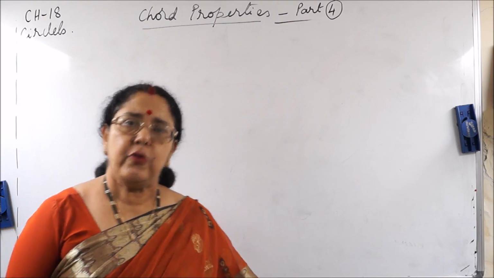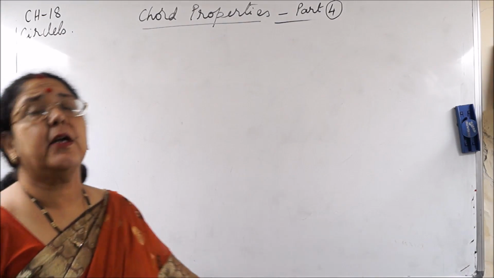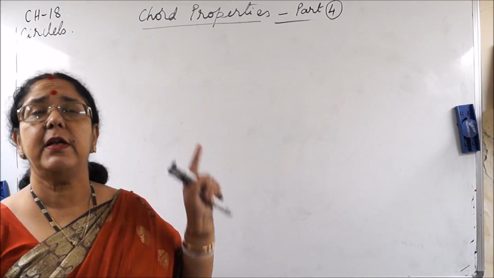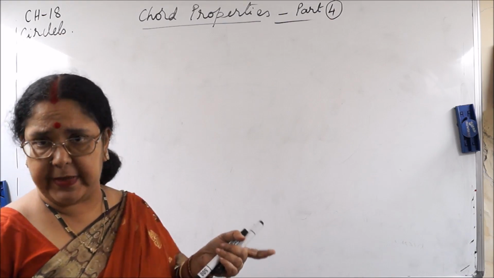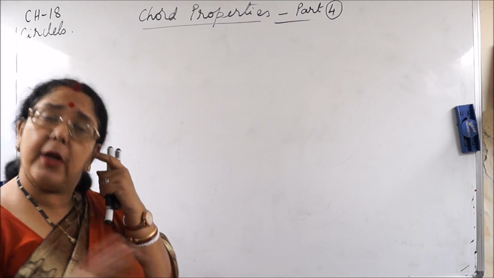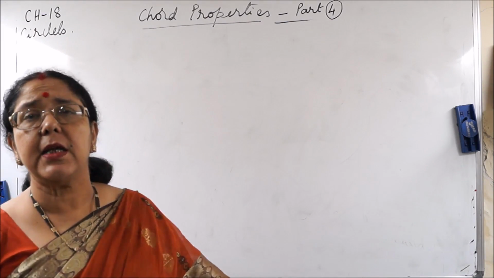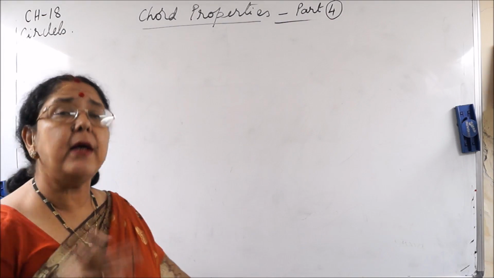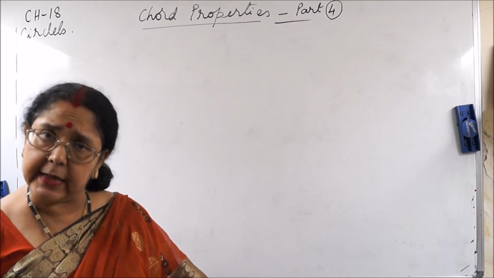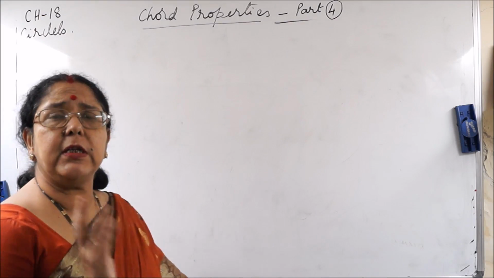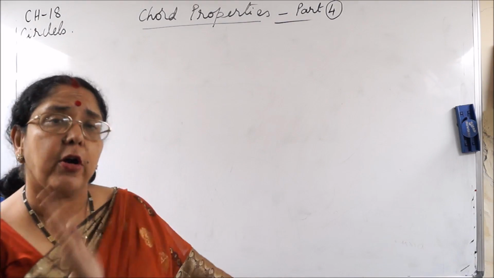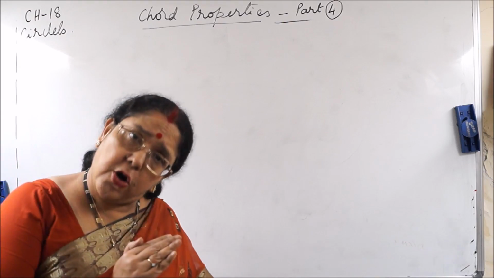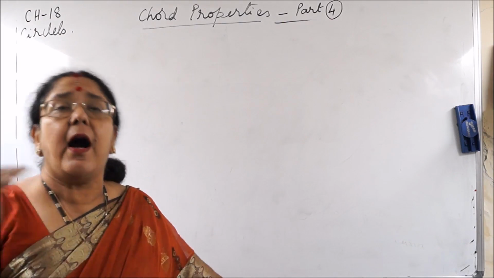Now children, today we will be learning the converse of the theorem that we learnt in part 3 of chord properties. Right? Now let me revise what we learnt in part 3. We have learnt that equal chords of a circle are equidistant from the center, which means that if the chords are equal, they will be equidistant. Now the converse. Equidistant chords of a circle are equal.